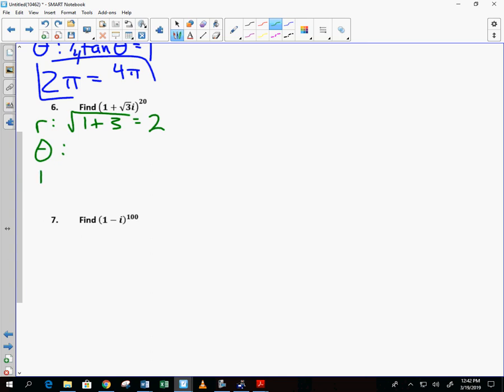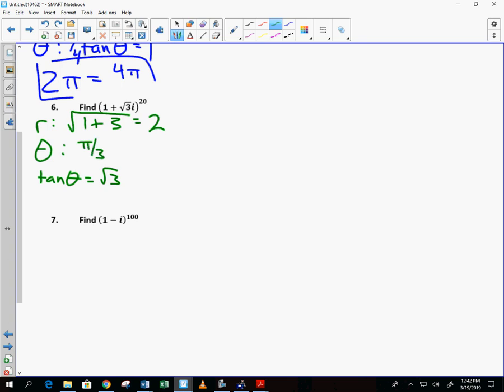For theta, I do tangent of theta is equal to b over a. Yep. So Ishka remembers that tangent of 60 degrees is square root of 3. So if you inverse the square root of 3 for tangent, you do get 60. Are we in the first or third quadrant? First quadrant. So 60 degrees in the first quadrant, what is that as radians? Pi over 3. So that's my theta value.